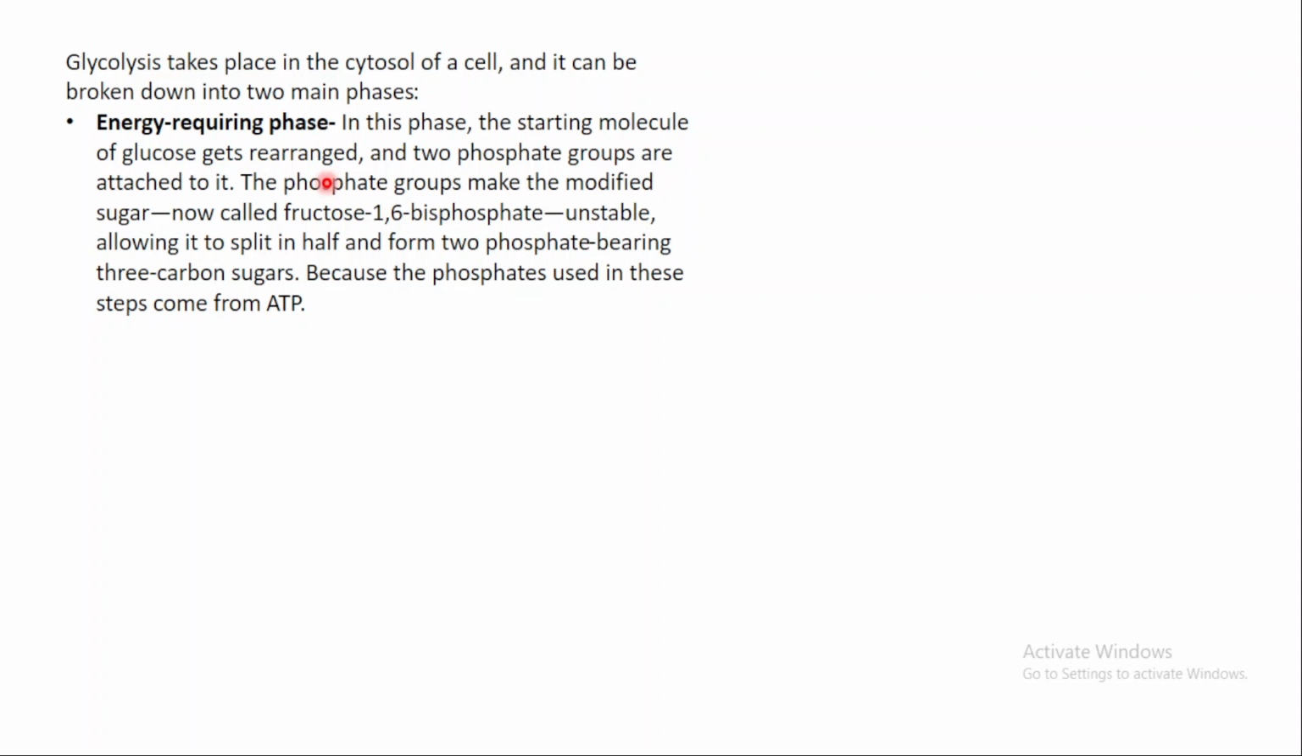In this phase, the starting molecule of glucose gets rearranged and two phosphate groups are attached to it. The phosphate groups make the modified sugar, now called fructose 1,6-bisphosphate, unstable, allowing it to split in half and form two phosphate bearing 3 carbon sugars, because the phosphates used in these steps come from ATP. This is known as the energy requiring phase because these phosphates come from the ATP molecule to phosphorylate the glucose molecule.